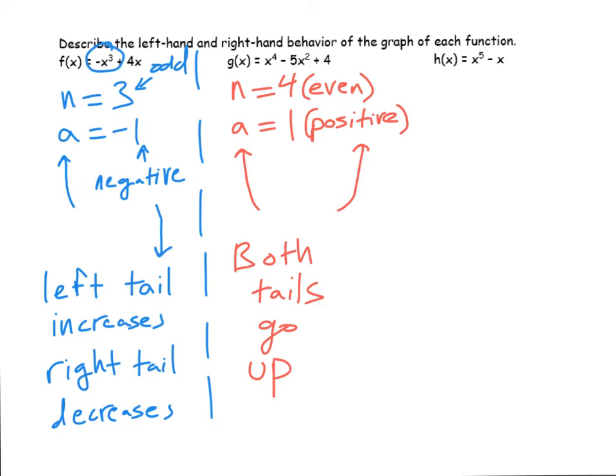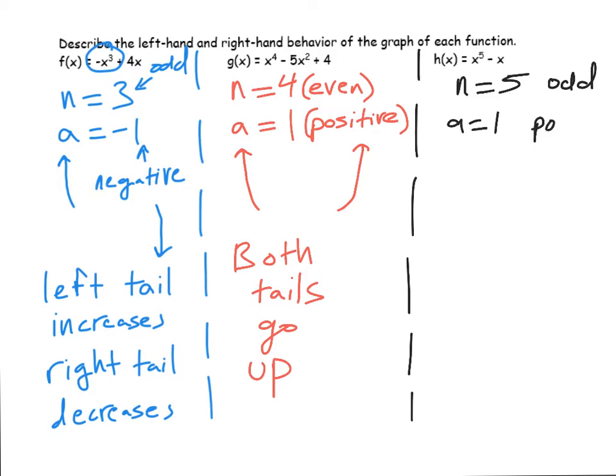Take a look at our last one here. Last one of the slide, not the last one of the day. Didn't mean to get your hopes up there. Though you could probably see the time below and be like, wait a minute, we're not done yet. Not quite yet. All right. Odd. Positive, right? Odd and positive. That looks like the very first one we saw up there, which would mean left tail is going down, right tail is going up.